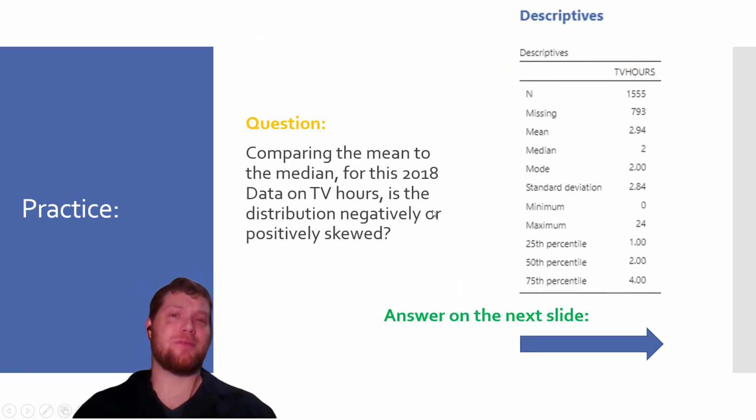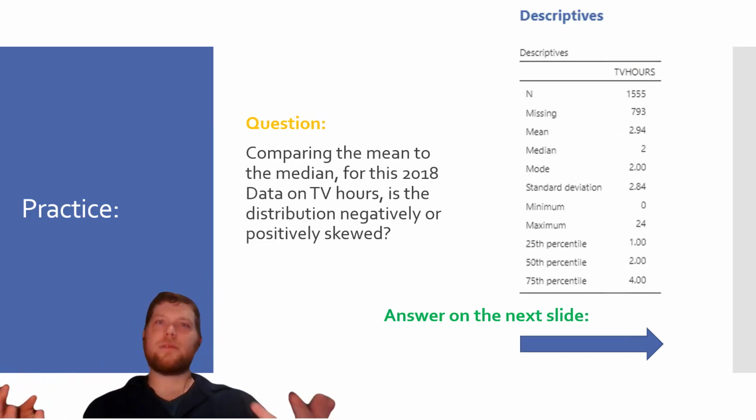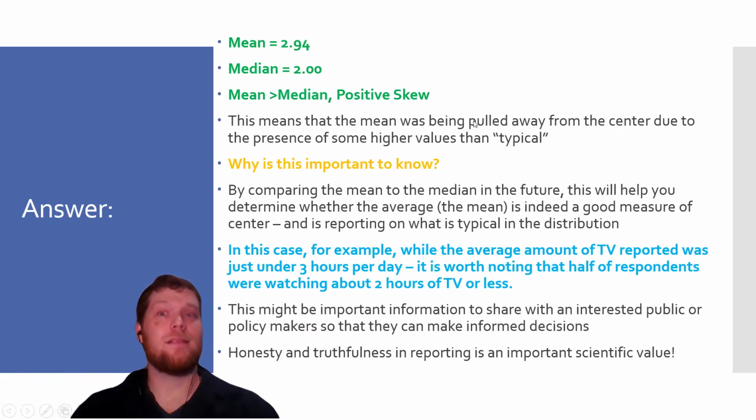Now, comparing the mean and median for the 2018 data on TV hours, I don't have to look at the graphs or anything. Would we consider this distribution negatively or positively skewed? Let's see. The mean is 2.94, the median is 2. Is 2.94 bigger or smaller than 2? I think it's bigger. And because it's bigger, we think that there are some values pulling the mean up above the median. There are some folks who actually have TV on 24 hours a day, and that brings the average a little bit higher.